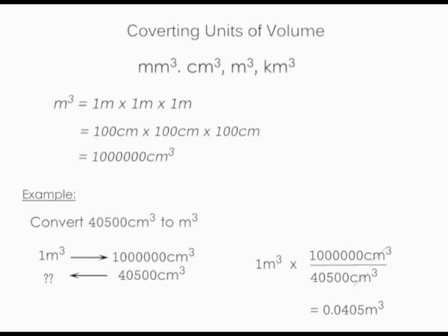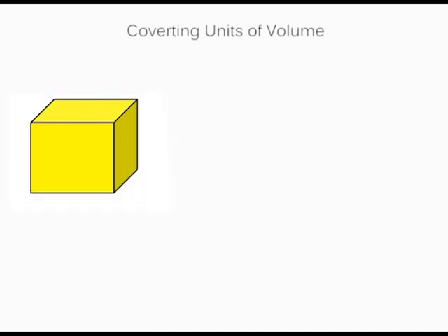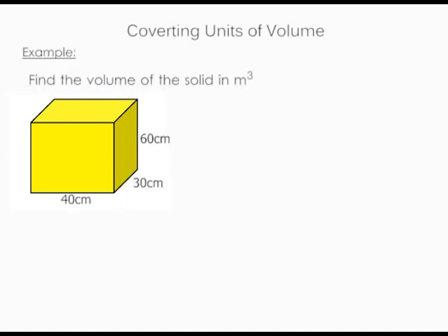Now, when working the volume of a real solid, you can work the volume with the given units and convert the answer, or first convert the units of length and work with them. For example, find the volume of the solid in cubic meters. The first method, we first find the volume in cubic centimeters. That is 40 times 30 times 60, which gives us 72,000 cubic centimeters. And now we convert the cubic centimeters to cubic meters.